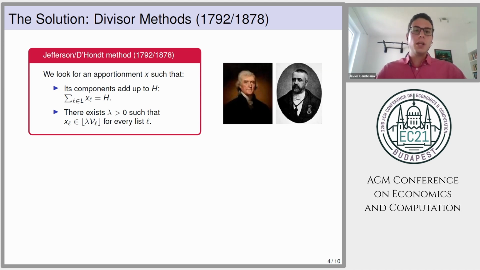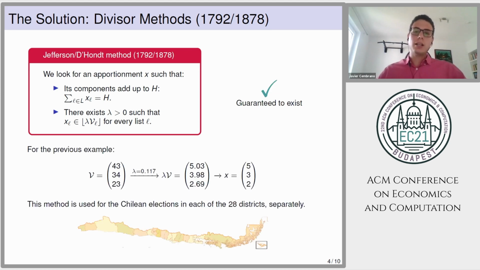So the well-known Jefferson or D'Hondt method, called in this way because of its rediscovering by the Belgian Victor D'Hondt 86 years later, basically looks for an apportionment vector X such that its components sum up to H and such that there exists a strictly positive multiplier lambda such that the seats assigned to each list L corresponds to a downwards rounding of lambda times the votes obtained by the list. So these apportionments are guaranteed to exist, and for our previous example, would give 5 seats to the first list, 3 to the second one, and 2 to the last one, due to the downwards rounding of this scaled vector using a lambda equal to 0.117.